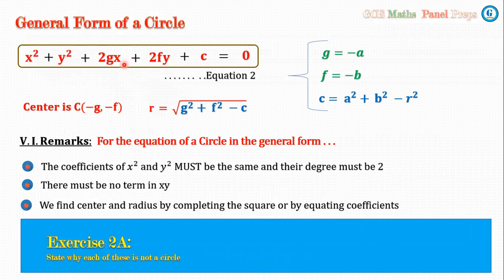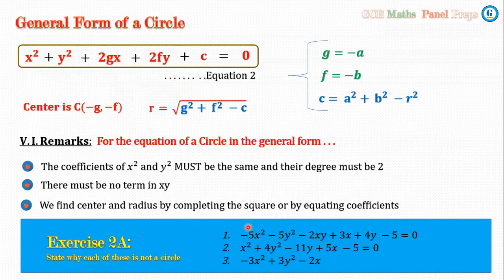So exercise 2A: state in each of the following cases why these are not circles. Why is this first one not a circle? You find out yourself. Why is the second not a circle? You still find out. And the third, obviously, you know the answer. You will find out for yourself.